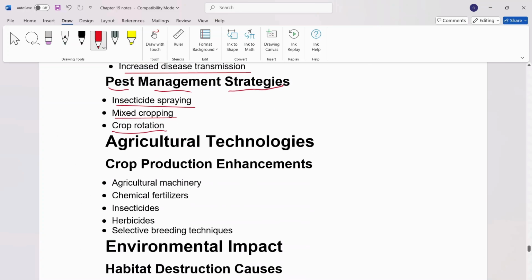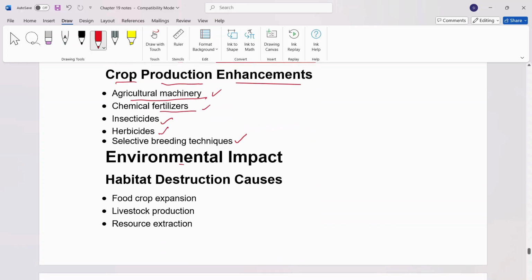Alright, now let's talk about agriculture technologies. Crop production enhancement: agriculture machinery, use of chemical fertilizers, insecticides, herbicides, and selective breeding techniques. These are all the crop production enhancement. We can use all these 5 techniques. Next we have environmental impact.